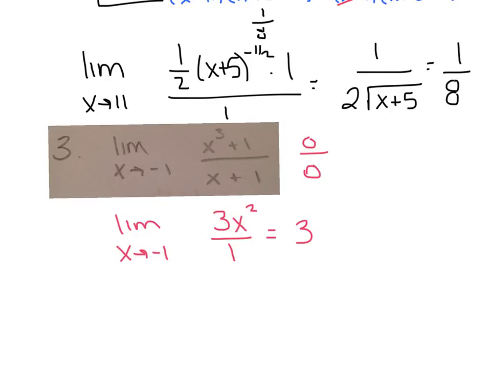Now I do want to make one more note about L'Hopital's rule. Let's say you plug in right away in your direct substitution you get 0 over 0. And then you take your derivative and you get 0 over 0 again. Well, you know what? You just keep applying L'Hopital's rule over and over until you get an answer. Maybe you have to take the derivative again and you get 0 over 0.